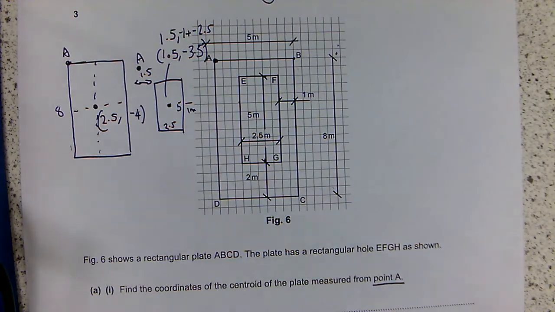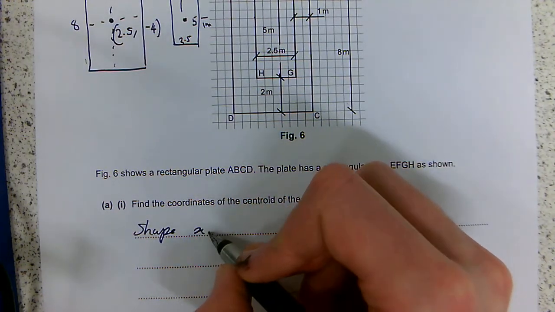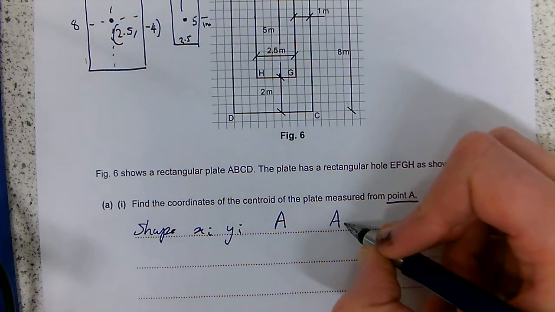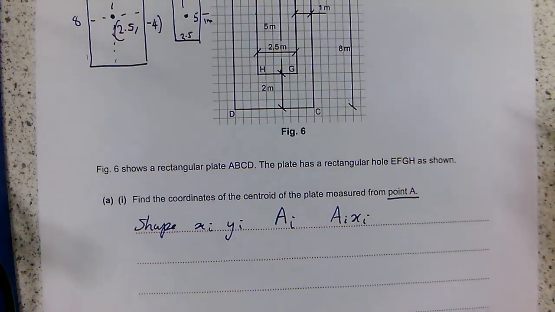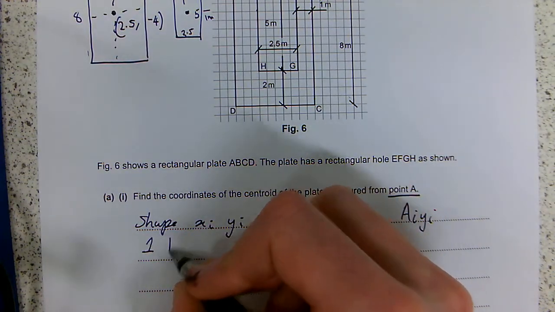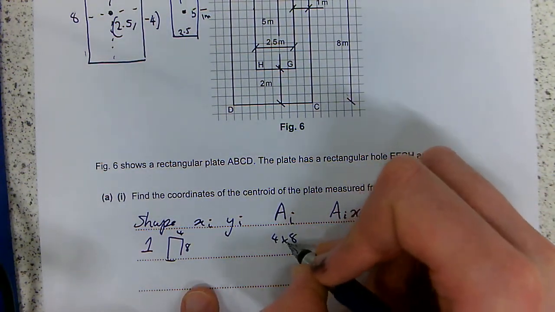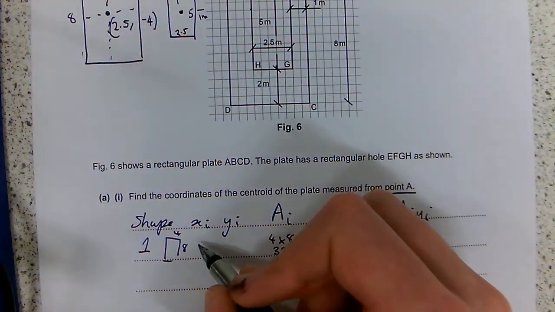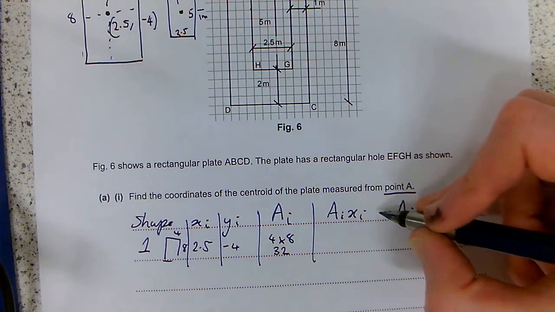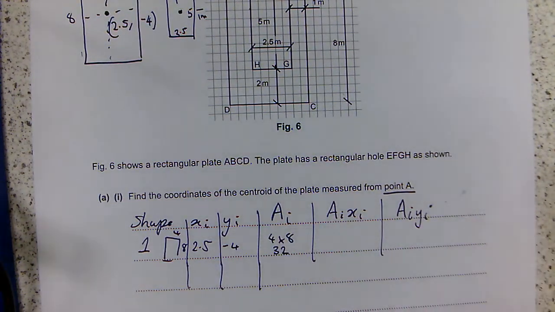Then we're going to set up our coordinate table. We've got the shape, the x and y coordinates of the centroid, the area, the area times the x coordinate, and the area times the y coordinate. Our shape 1 is the 4 by 8, so the area of that is 4 times 8, which is 32. The x coordinate is 2.5 and the y coordinate is -4. We'd have got 1 mark for finding the coordinates and its area.